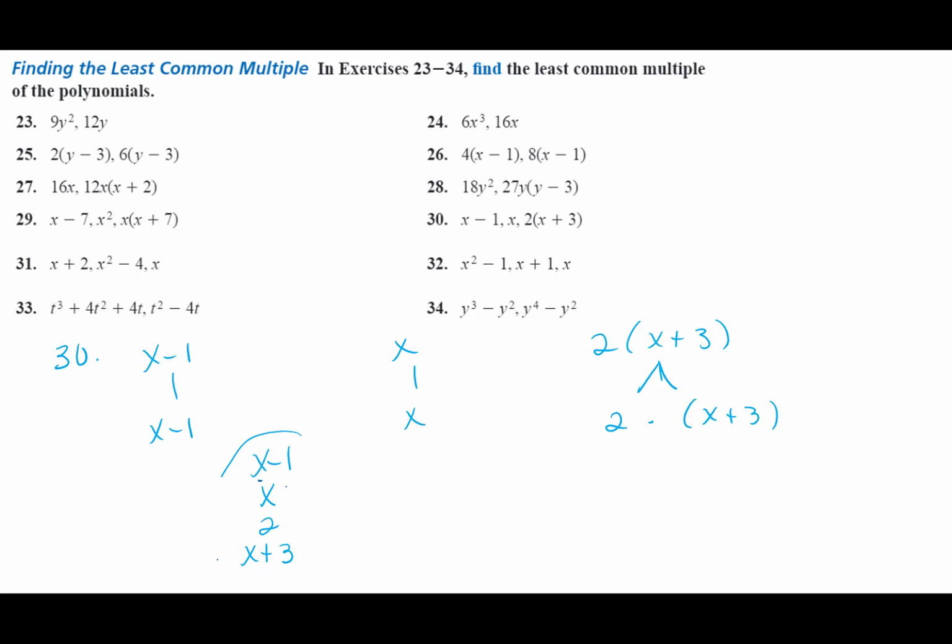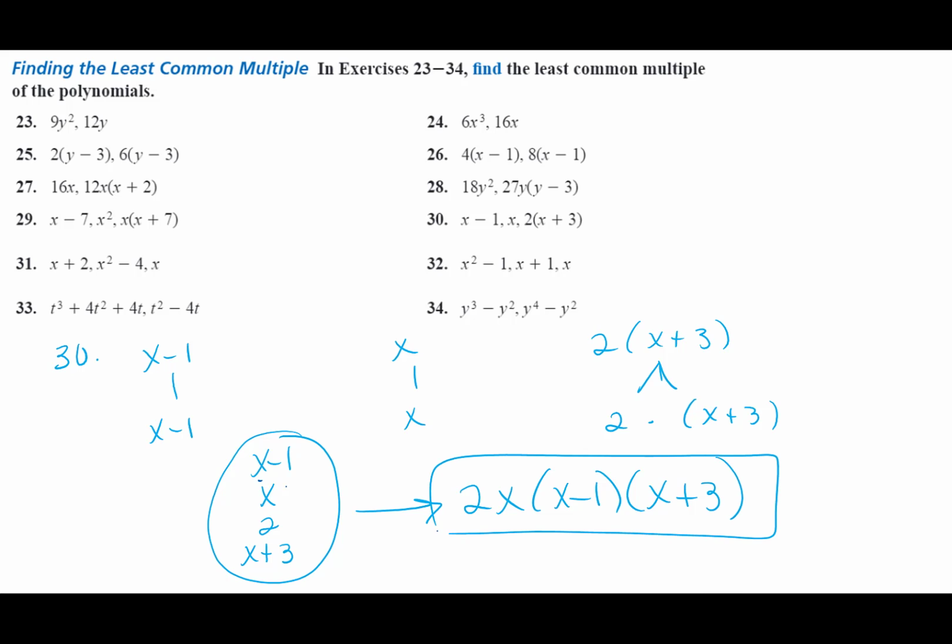And so the LCM is going to be a combination. The LCM is going to be all of these numbers together, which is 2x times x minus 1 times x plus 3. Again, you can leave your answer just like this, or you can multiply that through, but this answer should be fine in WebAssign.